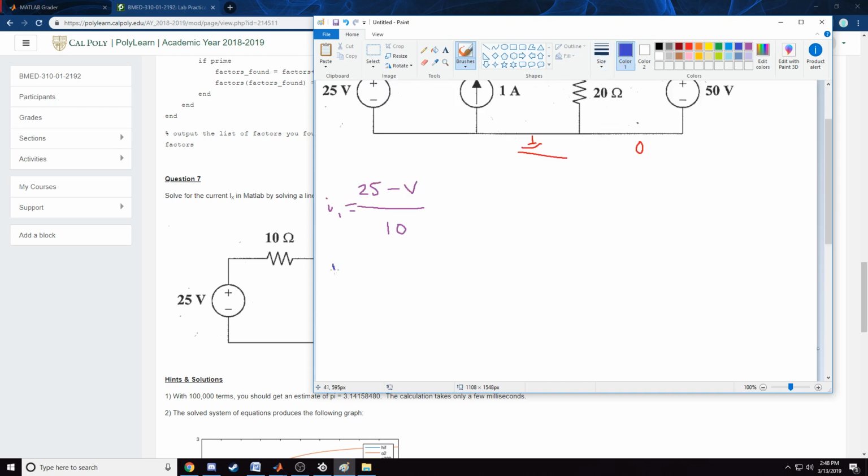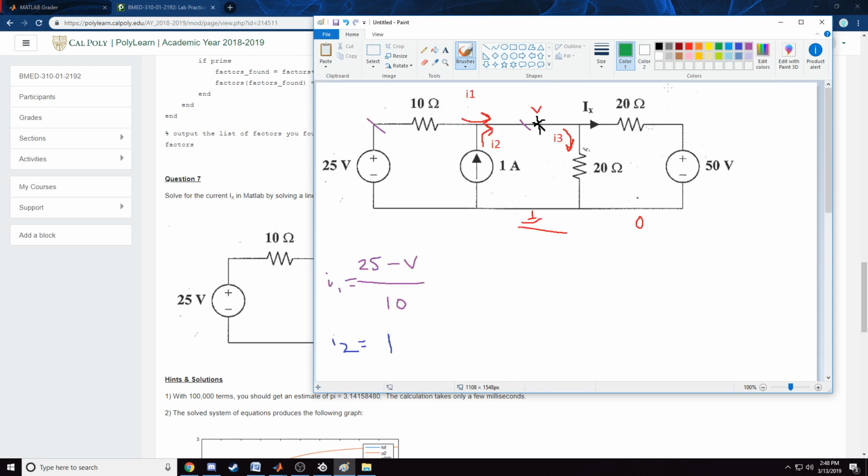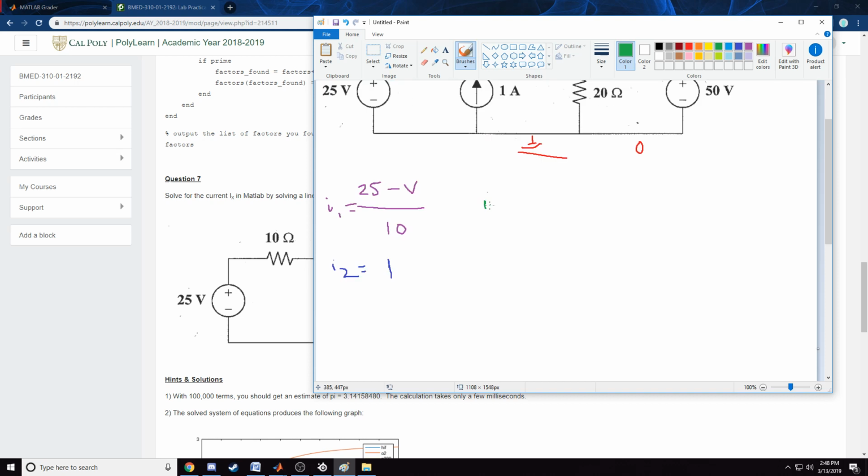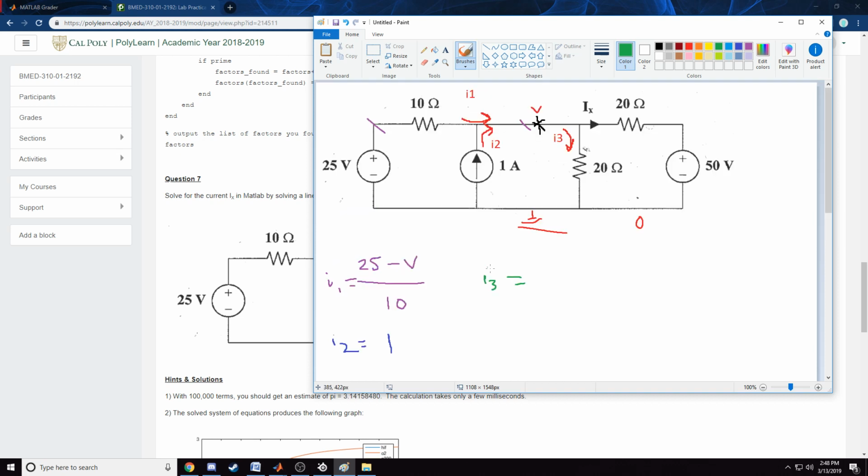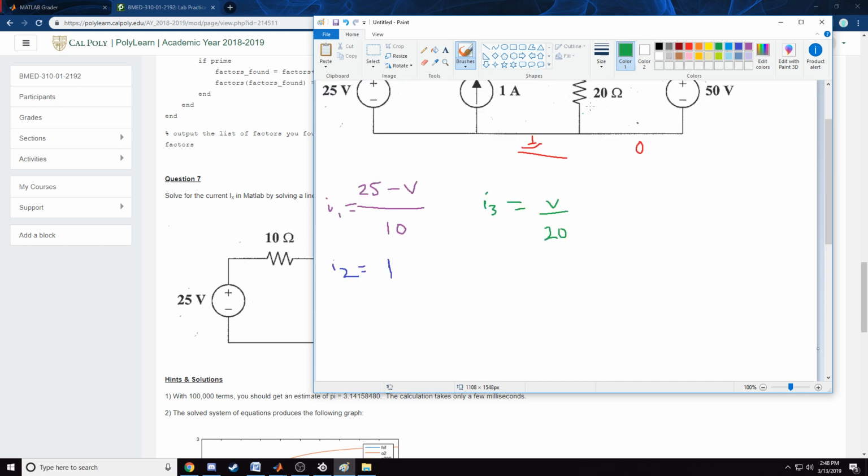I2 is kind of a gimme, right? We just know that's 1 amp, so I2 is 1. I3 is equal to the difference in voltage between V and 0, so it's V, over a 20 ohm resistor. And then we have finally Ix. That's obviously what we're solving for, so we're not going to do anything special to it.